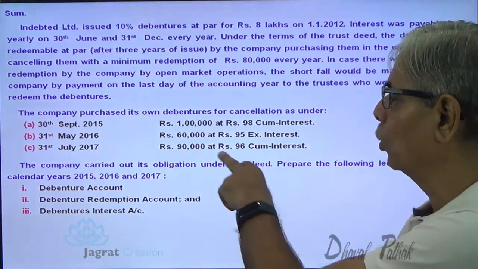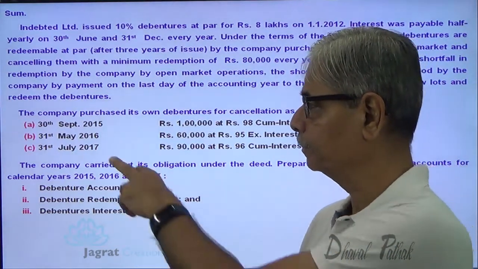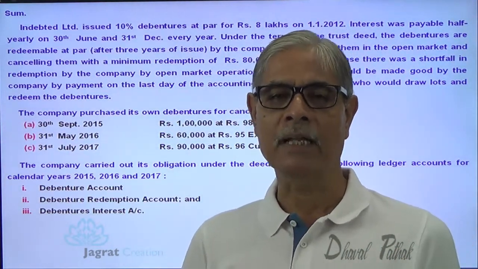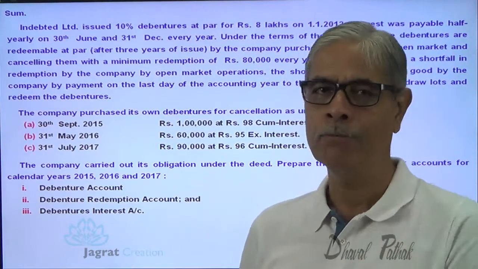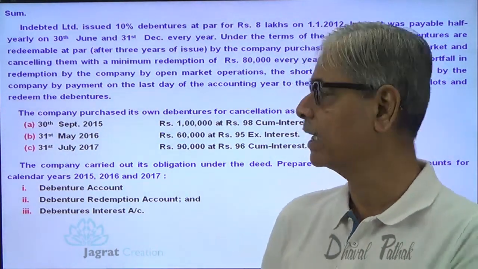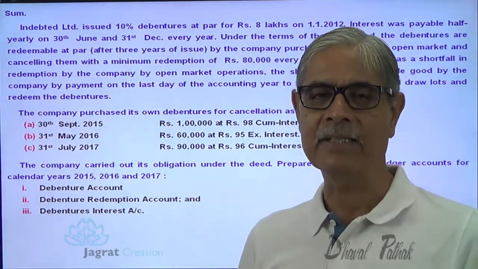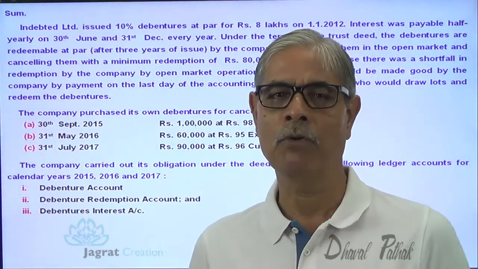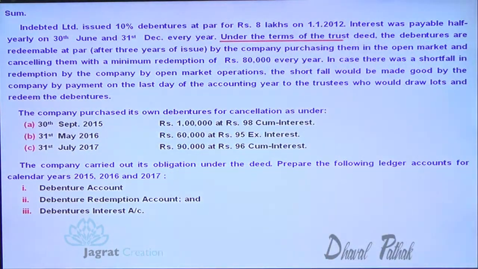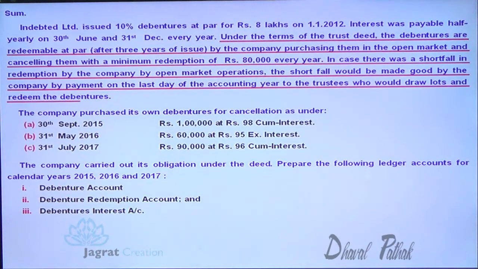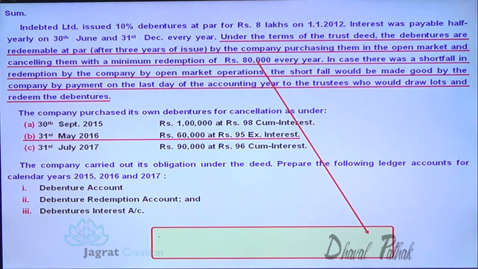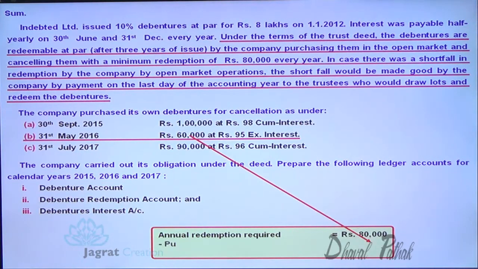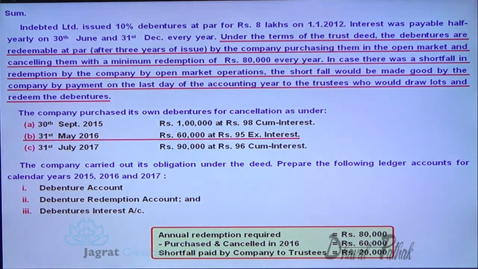In 2017, only one purchase transaction is there. So how many entries are recorded in 2017? On 30th June, the debenture interest entry. Then the purchase and cancellation entry. And the entry to be recorded on 31st of December 2017 for debenture interest. Now let us start. Annual redemption required is 80,000, purchased and cancelled 60,000. So the shortfall is paid by the company to the trustee, 20,000 redeemed at the end of the year.